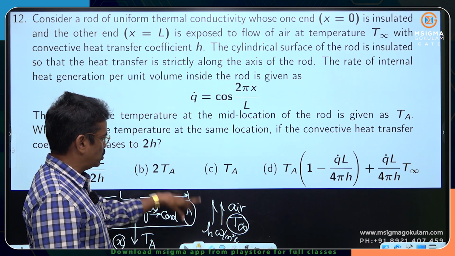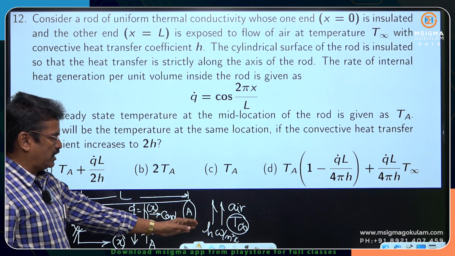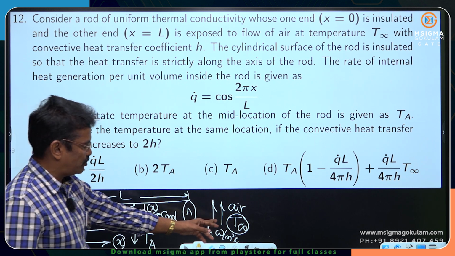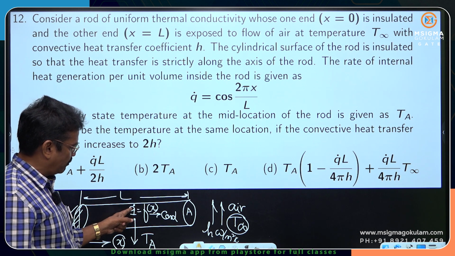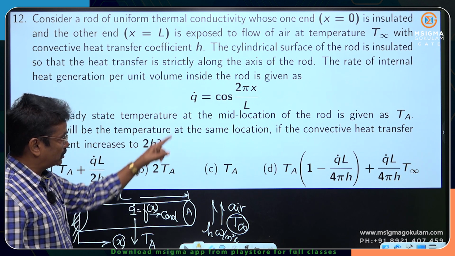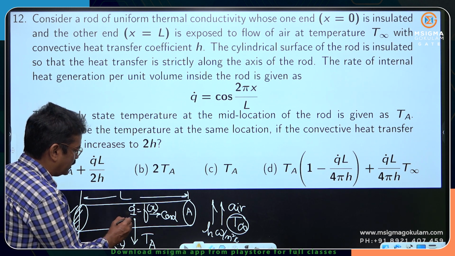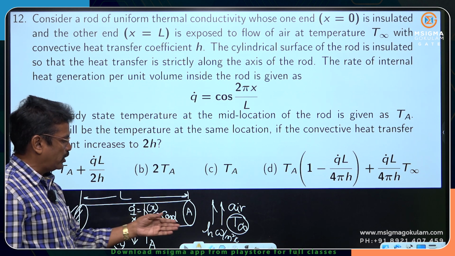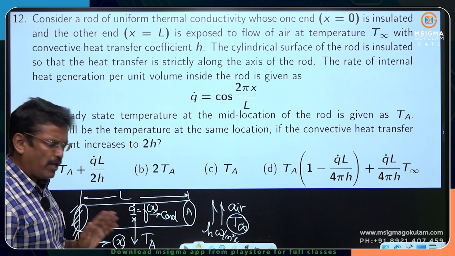gets doubled, becomes 2H? So initially the convective heat transfer coefficient is H, the end of the rod is exposed to the air at temperature T infinity, and there is a non-uniform heat generation because Q dot, the heat generated per unit volume, is a function of x, cos 2 pi x by L, where L is the length of the rod. The temperature exactly at the midpoint of the rod is TA. In case H becomes 2H, what will be the temperature at the midsection of the rod? In fact, this is a very good problem.